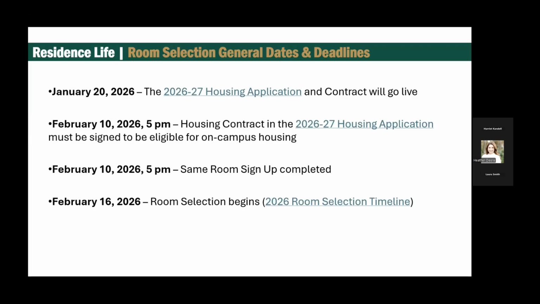The first day of room selection will begin on February 16th. And all of that can be found on our website and is laid out by whichever category you're in. So early room selection, living learning, special interest housing, or traditional room selection. And so that's all laid out on our room selection website.